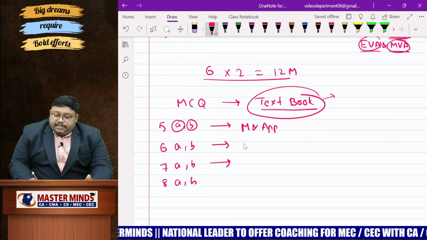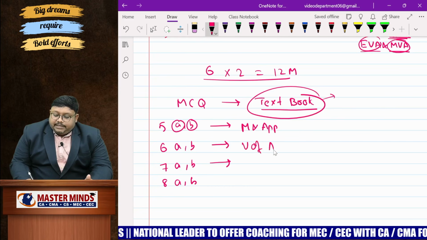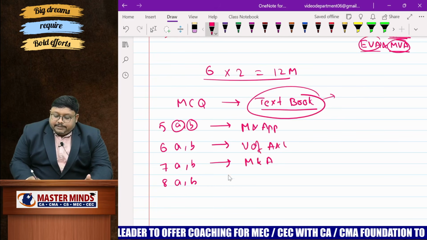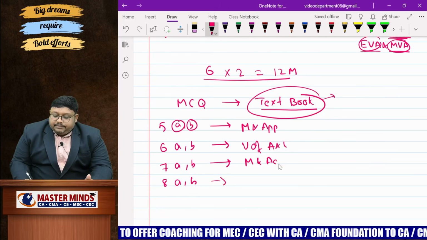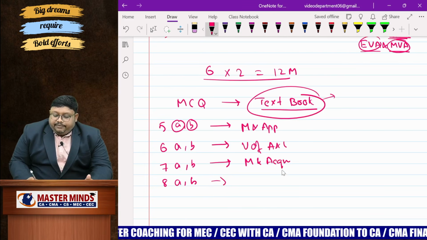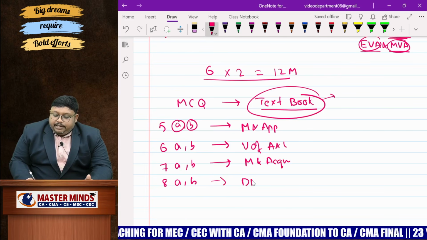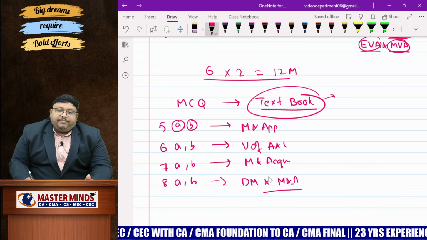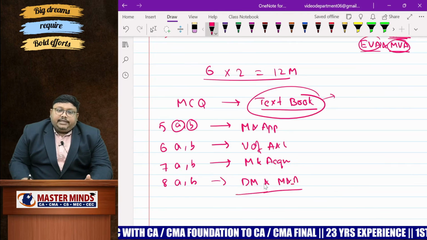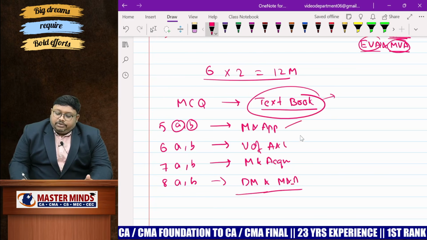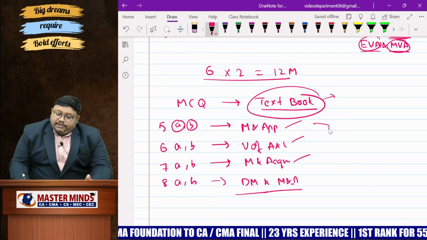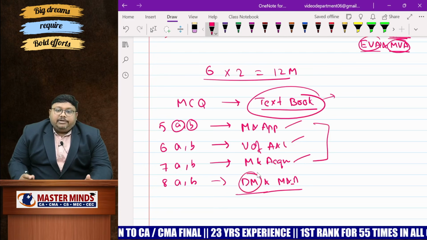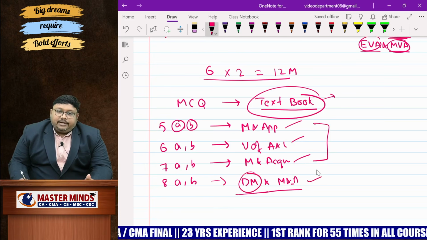Coming to 6, they have given from valuation of assets and liabilities. And 7 AB they have given from mergers and acquisitions. The 8th had one decision making problem, and one from mergers and acquisitions only, like 7 and 7. So most importantly, I recommend you do all these 3 topics. If you are unable to do any decision making problem in the examination, you can leave it like a choice.